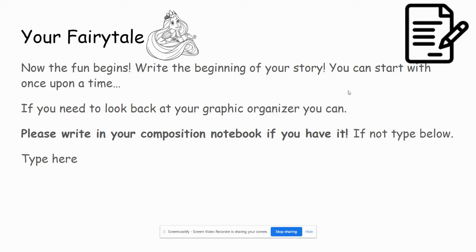You can go back to your graphic organizer to look at what you wrote in beginning to get you some ideas. And you can even start with Once Upon a Time. A lot of fairy tales start with Once Upon a Time. That's perfectly fine.